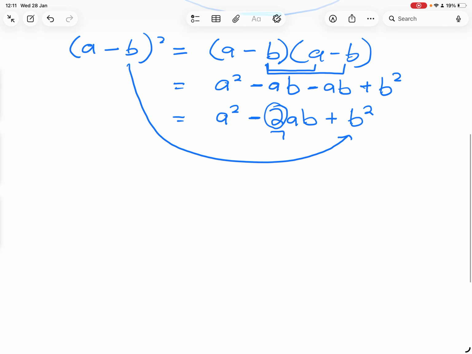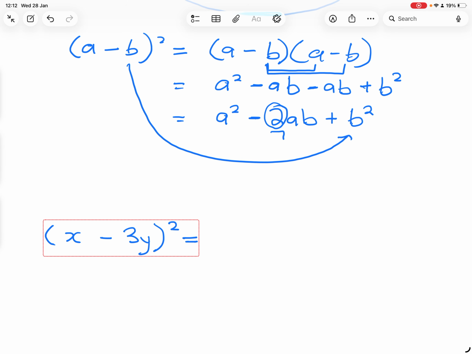Now, if that is the case, then it means the easiest way for us to multiply binomials, or rather to square binomials, let's take an example. If I've got (x minus 3y) squared. Now I'm going to show you from first principles, but let's do this in the method that I just showed you. Which means I'm going to have x squared. That's the first one.